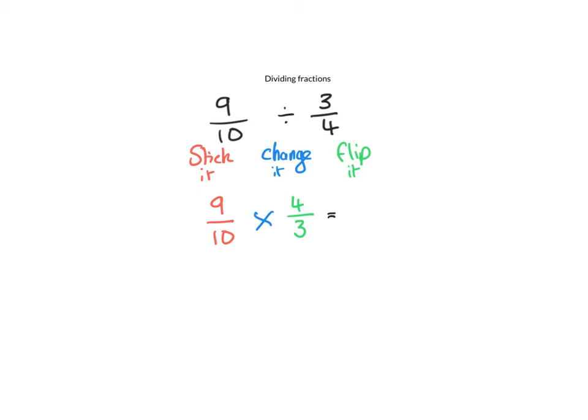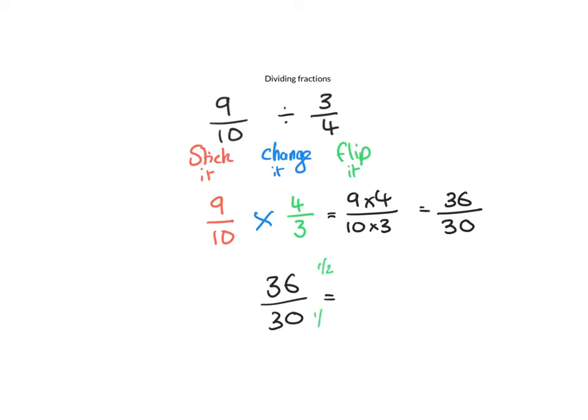And then we're just going to times the tops, times the bottoms, and simplify. So, 9 times 4 over 10 times 3. 9 times 4 is 36 over 10 times 3, which is 30. And then let's simplify that down. 36/30, well, we can half both of them, which goes to 18/15. And then these ones, 3 goes into both of them, so I can divide them both by 3.